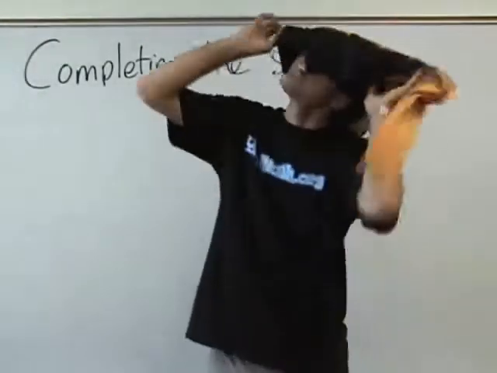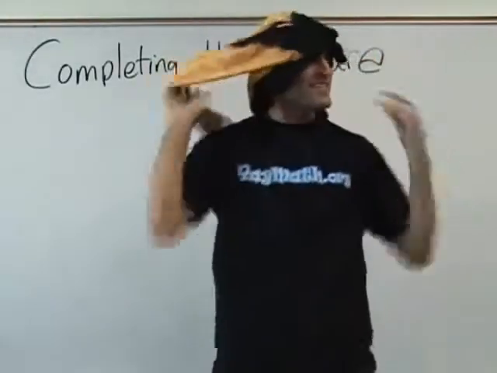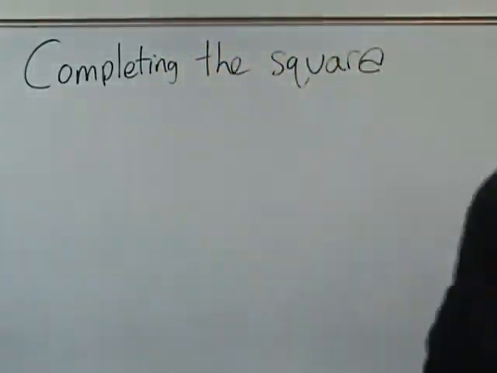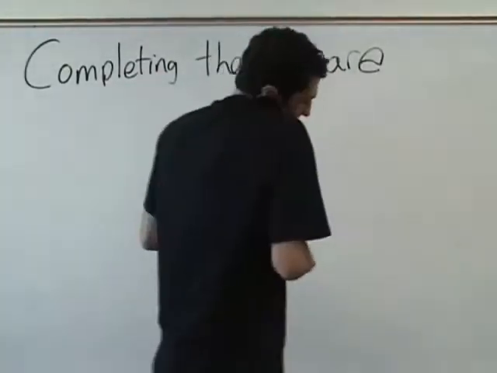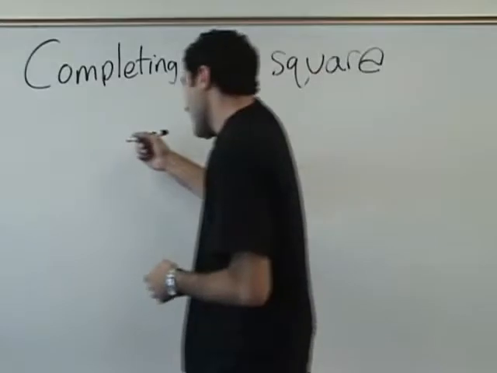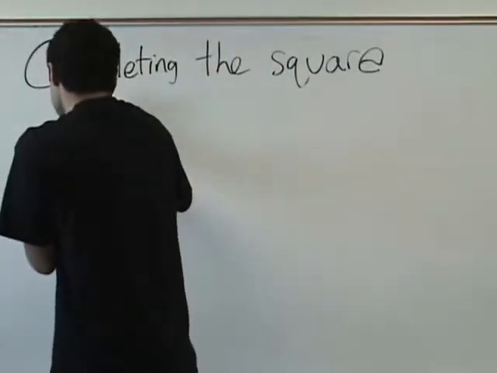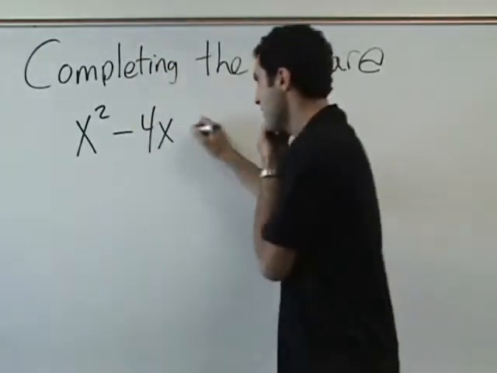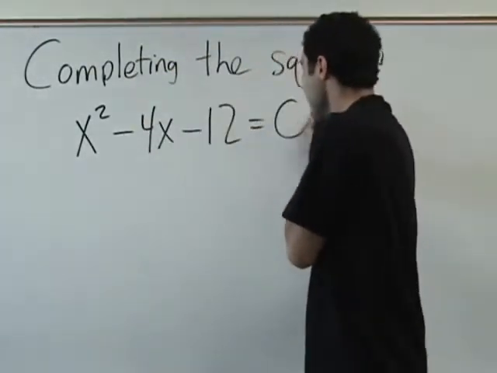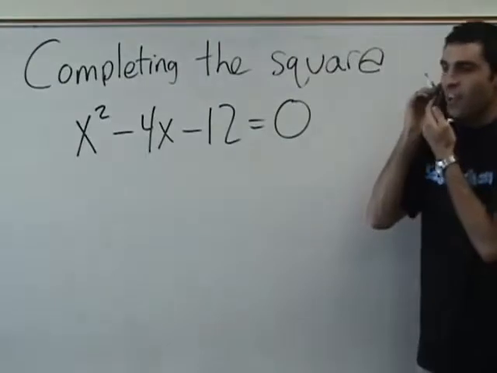Time to complete the square. What's that? The next problem? Oh, sure, yeah. Say it. Yeah, x squared minus 4x minus 12 equals 0.